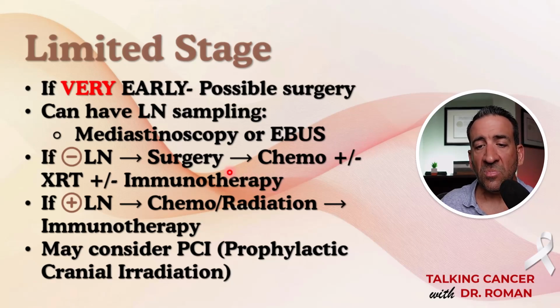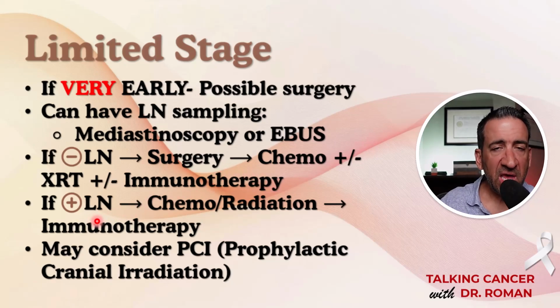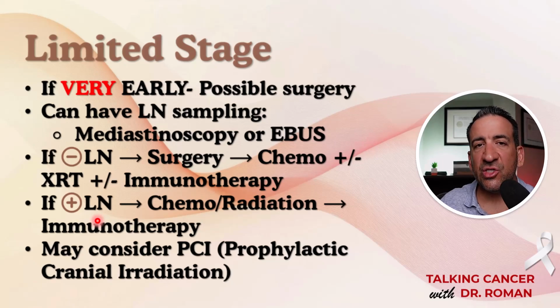Now, if your lymph nodes are involved, or it's limited stage but it is not extremely early, then chances are you will be given chemotherapy and radiation together. It's what we call concurrent chemoradiation, usually followed by immunotherapy. And again, don't panic. I'm going to go over this in much more detail in the next slide. Remember, we're going to be repetitive here to make sure you learn this.